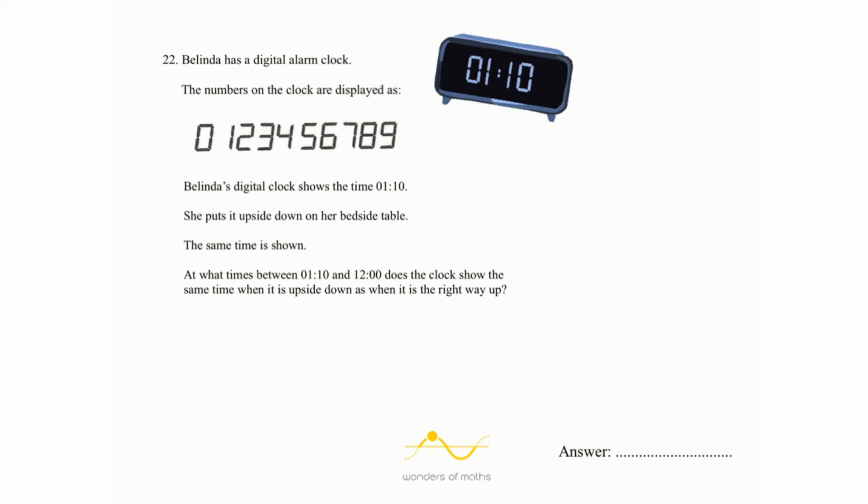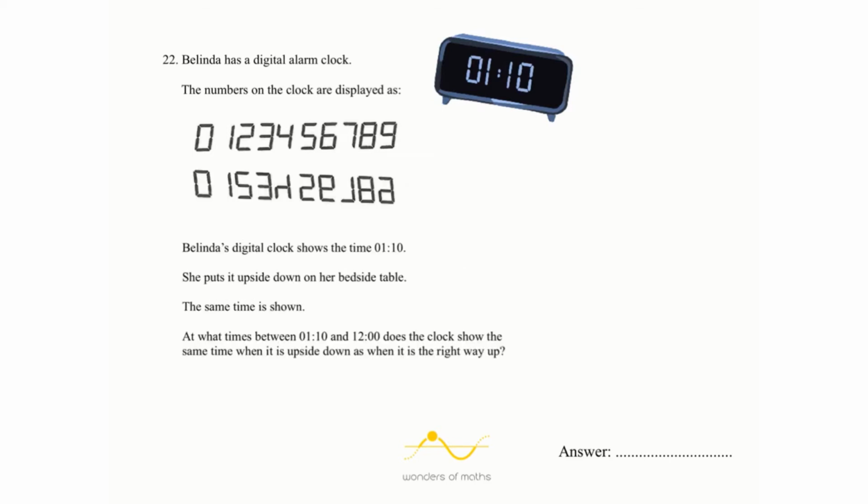This question may seem difficult at first, but there is a very easy and methodical way we can approach it. Let's flip our numbers upside down and consider what we have to look for to eliminate a few options. We know that the same time is shown when the clock is flipped upside down, so the first thing we need to look for is numbers which are viewed the same when they're upside down. As you can see here, those numbers are 0, 1, 2, 5, and 8. So our times can only be composed of those numbers.